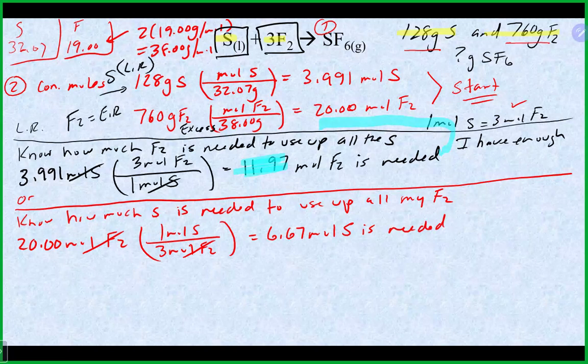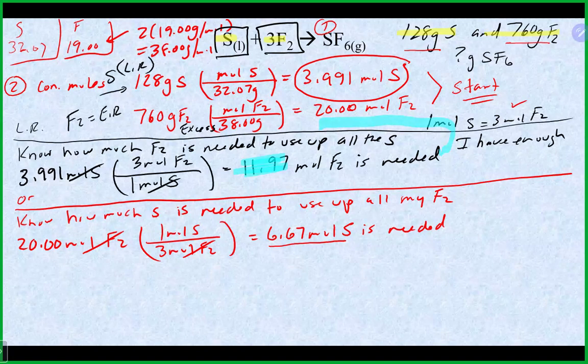So if I chose the other reagent, what I just calculated was that I need 6.67 moles of sulfur. If I come up to how much I started with, I'm a little short. I only got about 4 moles, right? So I do not have enough in this case. That tells me the exact same thing the first calculation told me. I don't have enough of my sulfur, which means the sulfur is the limiting reagent, and by default the F2 would be the excess reagent.